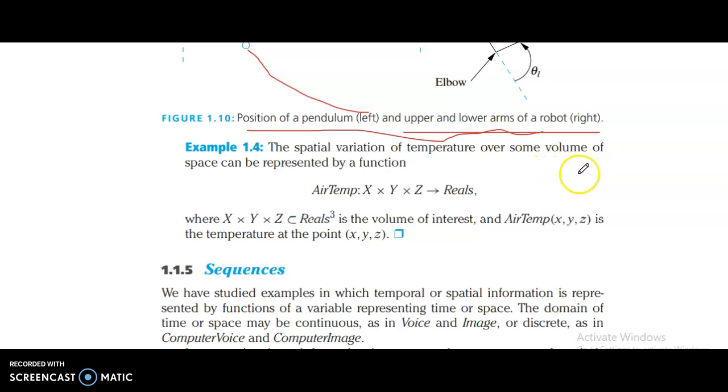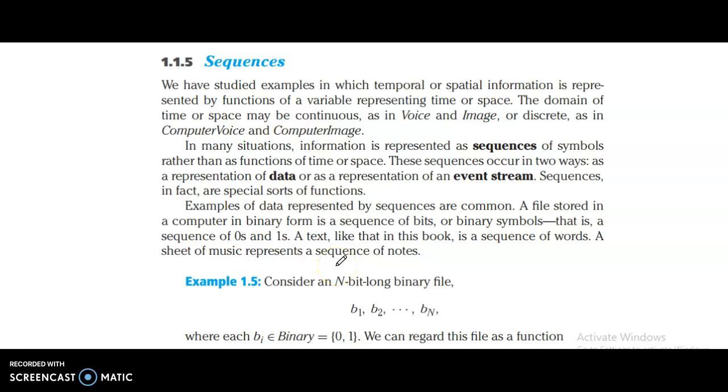The spatial variation of temperature over some volume of space can be represented by a function air temperature from x, y, z reals, where the product of x, y, z is the volume of interest and the air temperature of x, y, z is the temperature at the point x, y, z.